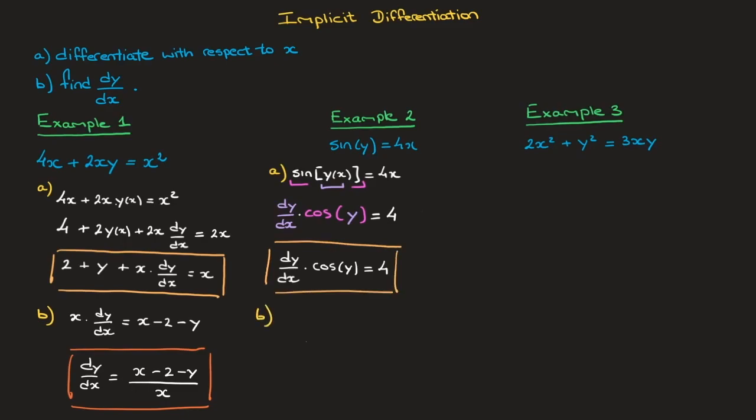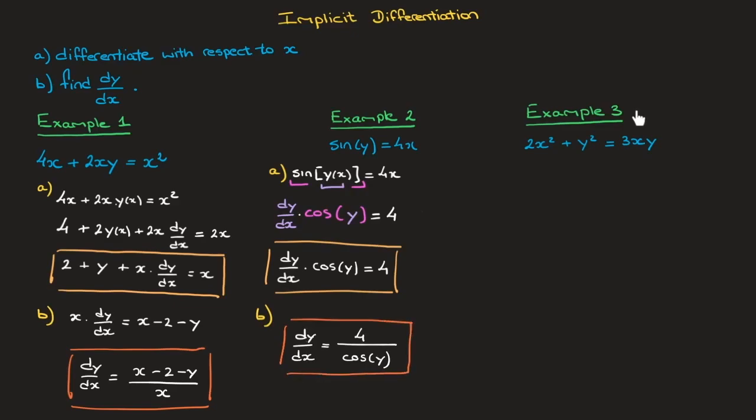And again, in this question, we need to find dy/dx. Well, the approach is the same. Starting from the expression we just found, we need to rearrange this to make dy/dx the subject. Looking at this, we quickly see that all we have to do is divide both sides by cosine of y. And in doing so, we find that dy/dx equals 4 over cosine of y. And that's the answer.